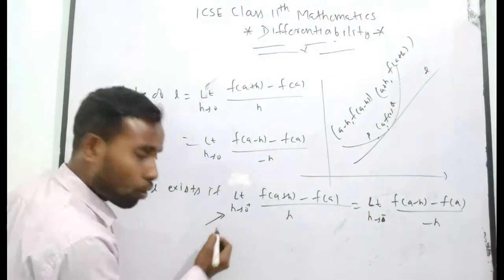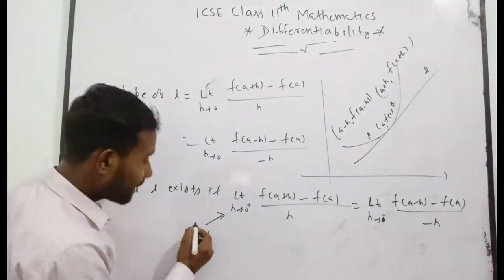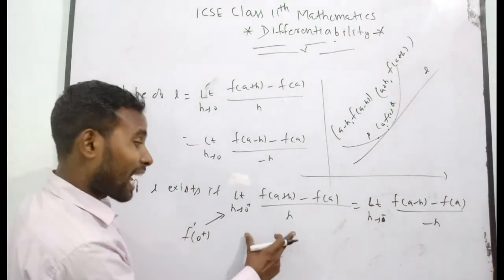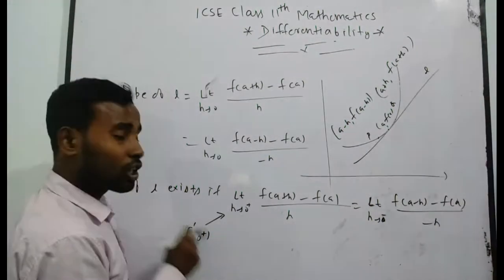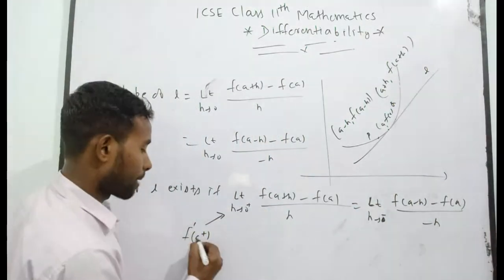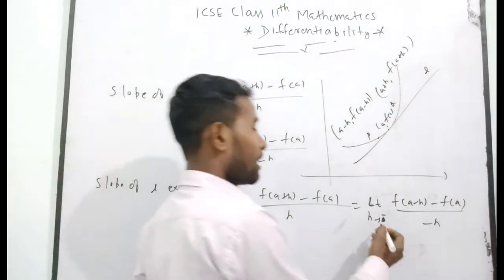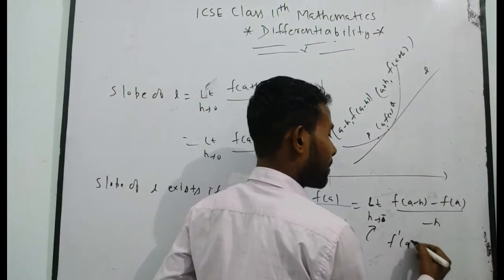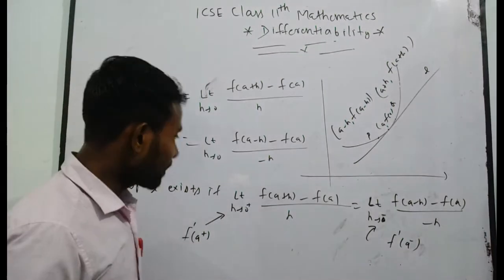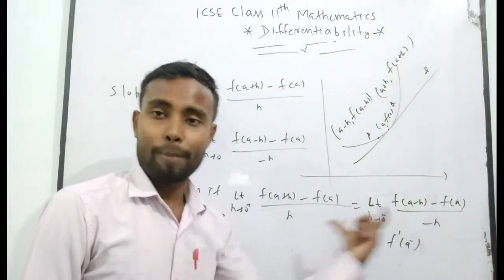This is also denoted by f dash 0 plus, sorry, f dash a plus. That means the right hand derivative of f(x) at x equal to a. I had taken 0, sorry, take a here. This is the right hand derivative of f(x) at x equal to a, and this is the left hand derivative of f(x) at x equal to a. Now you can tell me the slope of L exists if both values are the same.